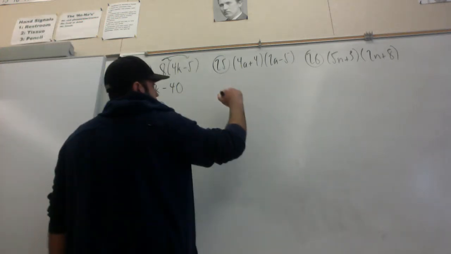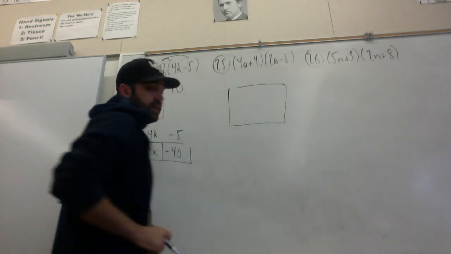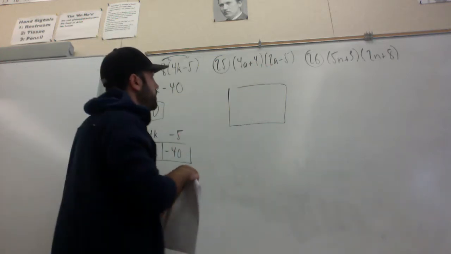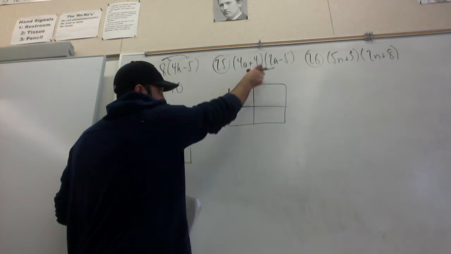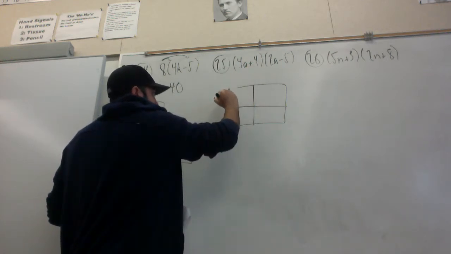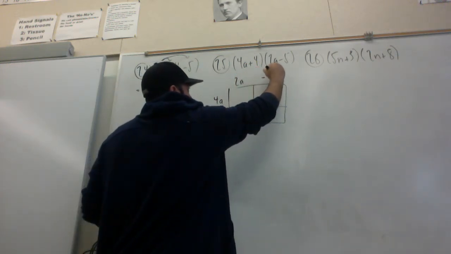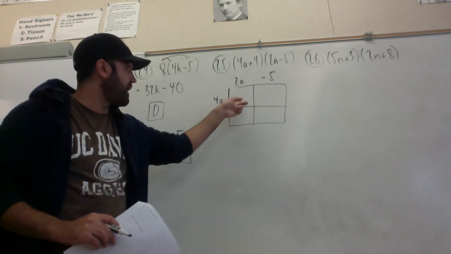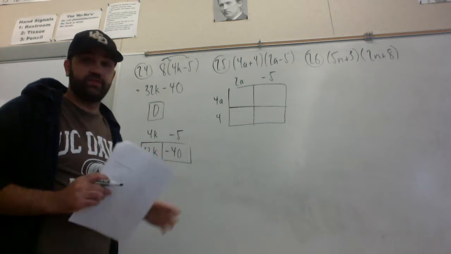But for this one, I'm going to use the box. So we've got a binomial times a binomial. That's 2 terms in this expression times 2 terms in that expression. So I need a 2 by 2 box. Let's say 4a plus 4, I put on this side over here, and 2a minus 5, I put up here. And we're just multiplying each of the individual boxes based on their side lengths to make the area.